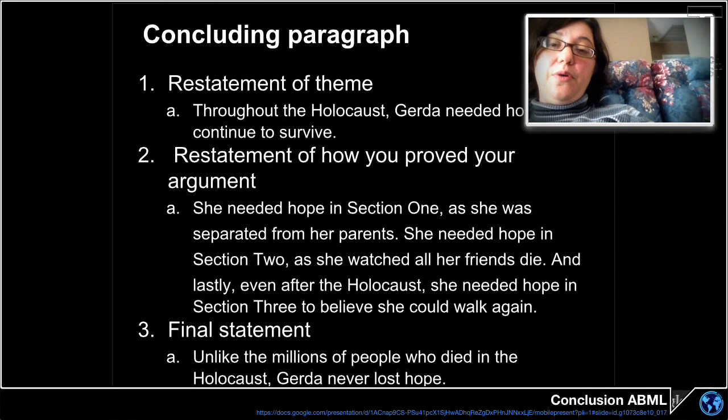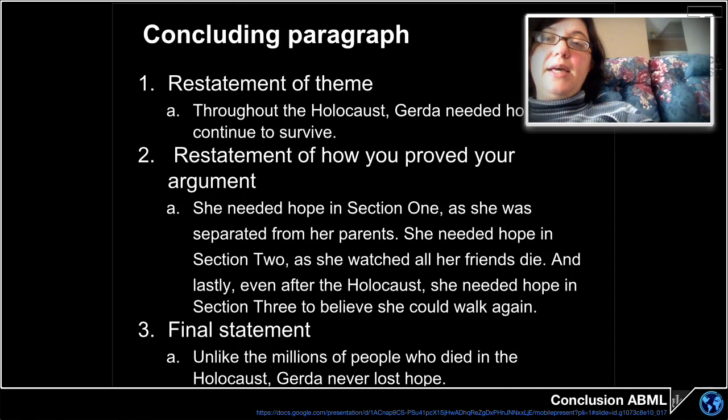So when you're finished writing down everything that you need to write down to write your own concluding paragraph, you can go ahead and check Schoology to see what kind of links you need to make.